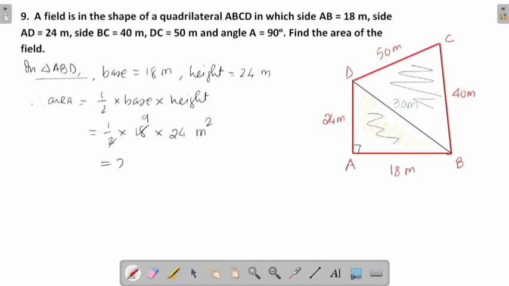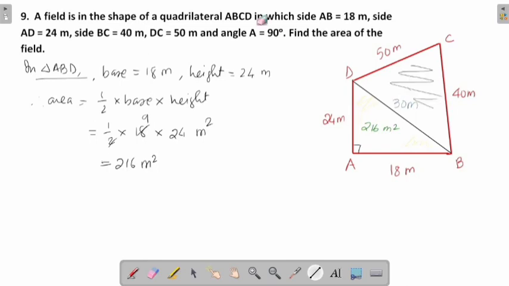So that means the area of this triangle turns out to be 216. Let me just write down the area here. So this will be 216 meters square. Now we are going to find the area of this particular triangle. Let me leave this work to you only, because we have 3 sides given to us.